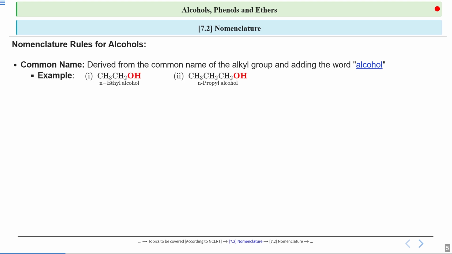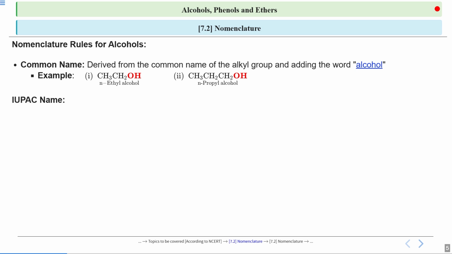For example, you can see n-ethyl alcohol and n-propyl alcohol. So what we have done is write the common name of the alkyl group, n-ethyl, and add the word alcohol to it. Similarly, n-propyl and alcohol, n-propyl alcohol. OH is the representation for the presence of the alcohol functional group in these compounds.